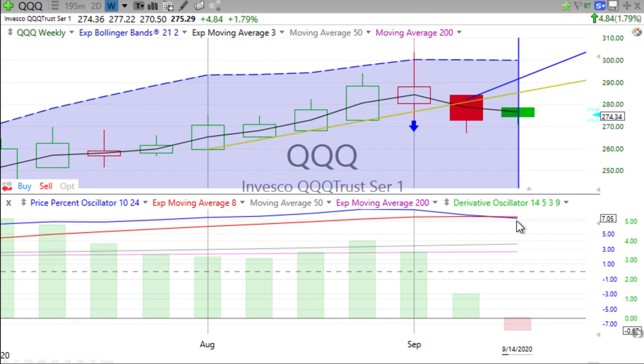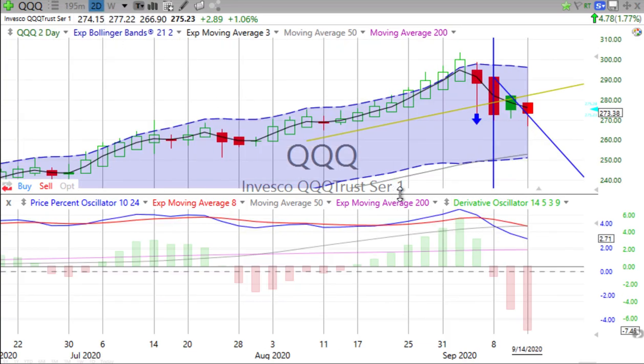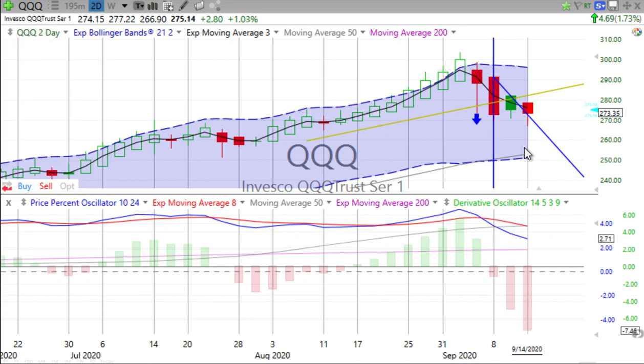So we'll watch, we'll wait, we'll see. We do see the derivative oscillator's already gone negative, but you've got 4 days, and if there is up movement, you'll see that price percent oscillator pull right back through. So we'll wait and see what there is to learn as we move throughout the course of the week. We see the 2-day candle, of course, heading down. We had that 2-day crossover going down back on Tuesday of last week, the 8th of September. Price percent oscillator gaining downward momentum.